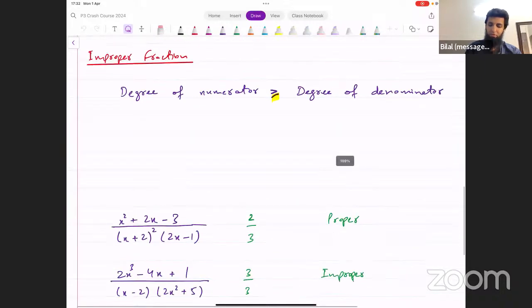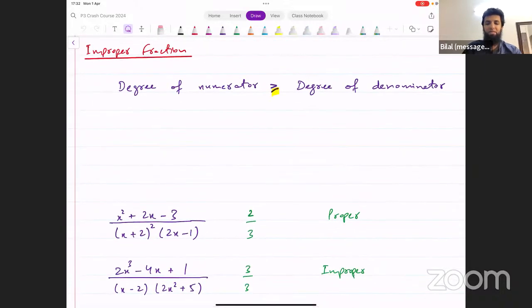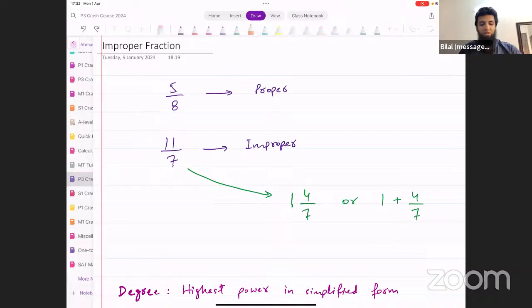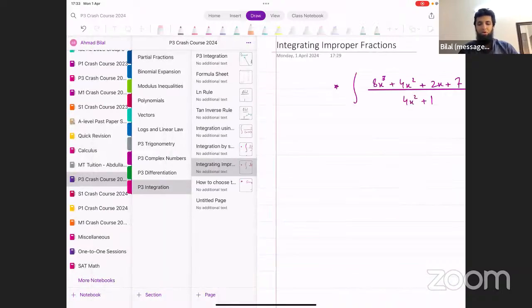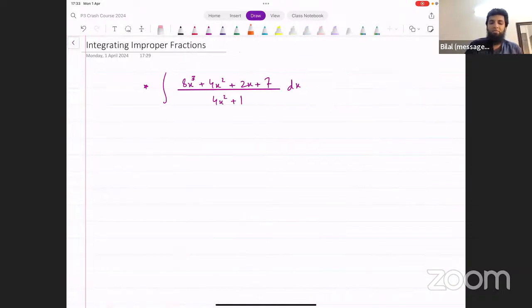Yeah, so this was what we did. When degree of numerator is greater than or equal to the degree of the denominator. In partial fractions, we only used to get this case when the 2 degrees were equal. But now in integration, the degree of the numerator could be greater than the degree of the denominator as well. In this case, you can see numerator is power 3, maximum power is 3 in the numerator. In the denominator, the maximum power is 2. So it's an improper fraction.